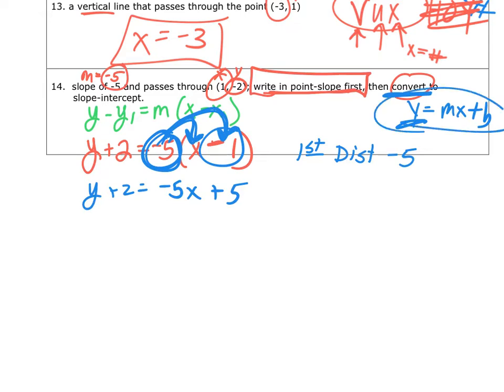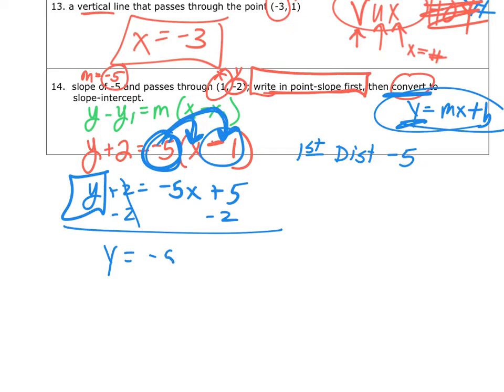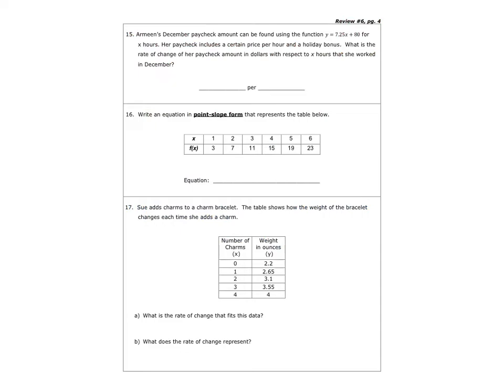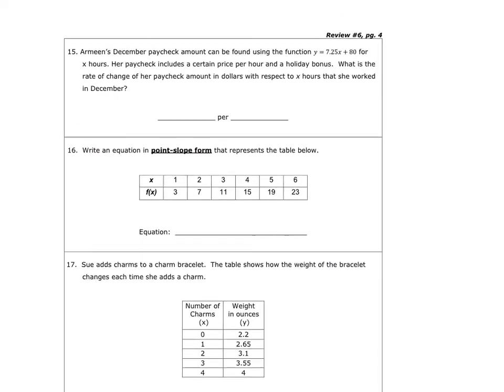Now if I'm trying to put it in slope-intercept form, that means I'm solving for the y value. So I'm going to subtract 2 from both sides. And I have y equals negative 5x plus 3. And we're done. So I've done both. Here's the equation in point slope, and here's the equation once it's been converted. All right, problem number 15.